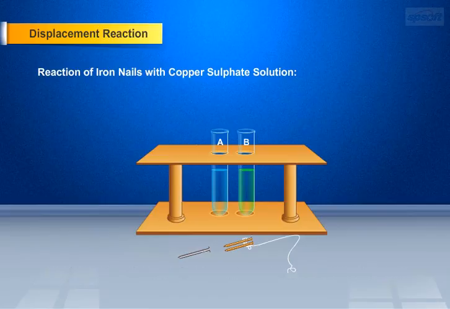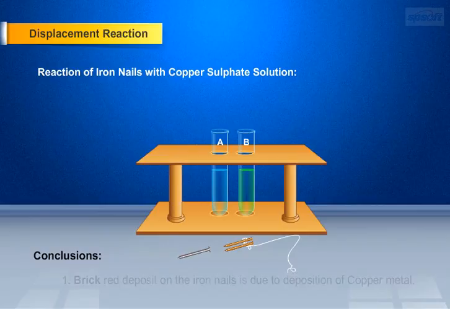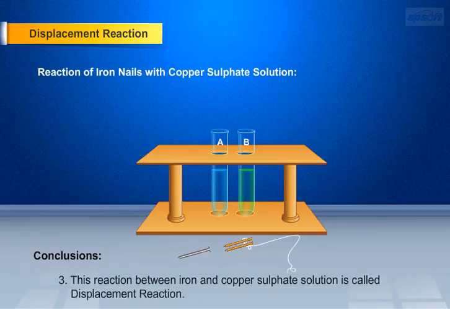The conclusions for this experiment are: brick red deposit on the iron nails is due to deposition of copper metal. The blue color of copper sulfate fades due to decrease in the copper ions in the solution. This reaction between iron and copper sulfate solution is called displacement reaction.